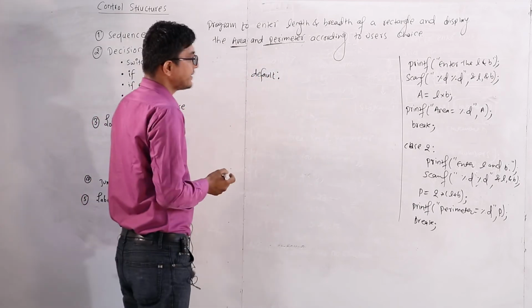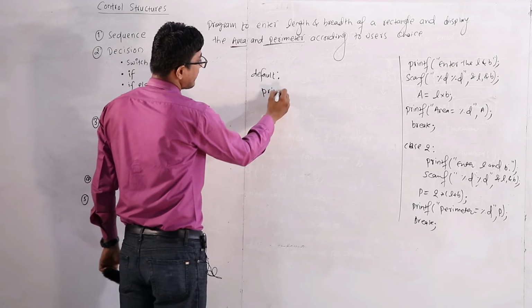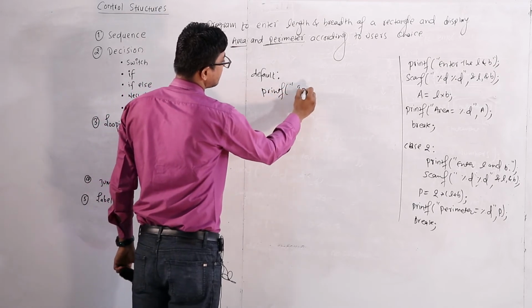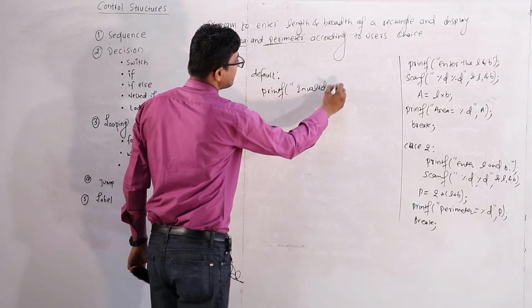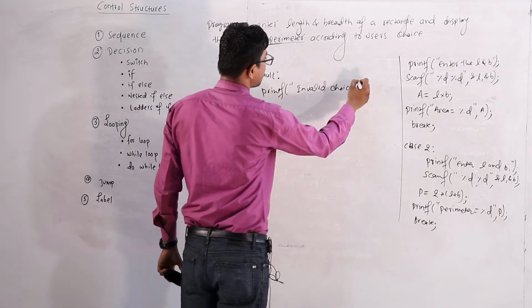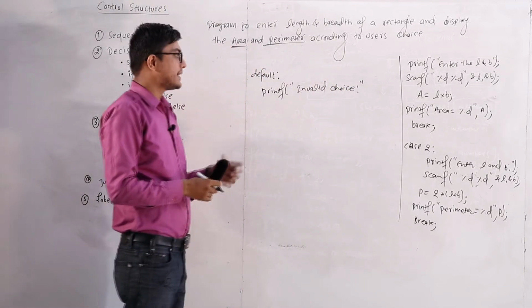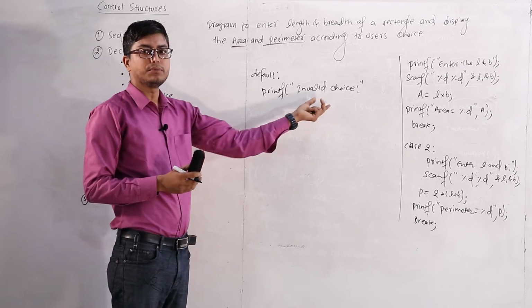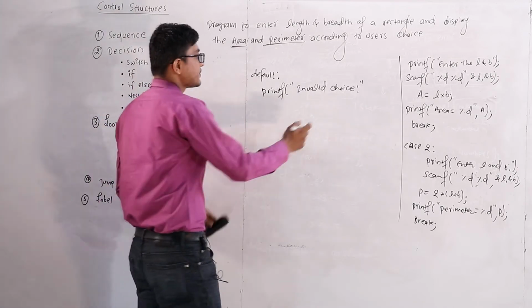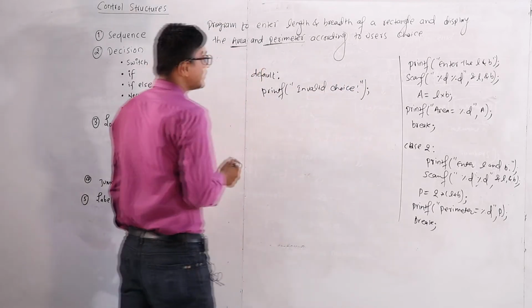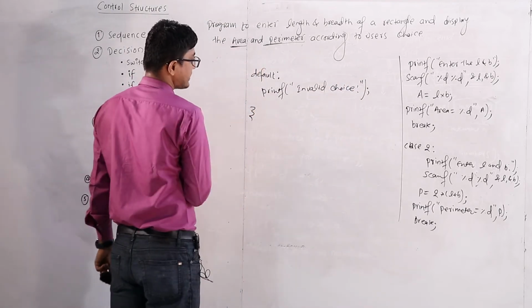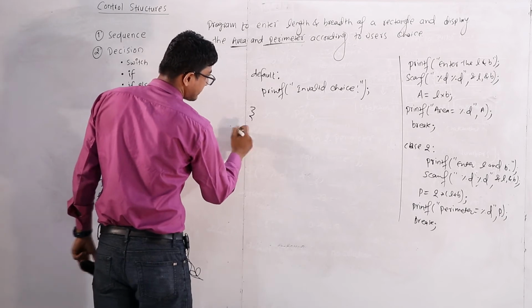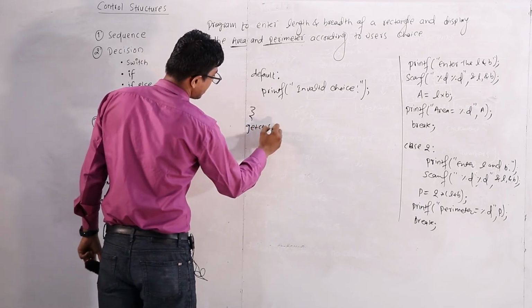Default. Now what to write in the default? Printf "invalid choice". You can customize this printf statement: write invalid choice, or enter the numbers 1 and 2 only. Okay, invalid choice. You can write your own statement. Now the switch case is finished. getch.